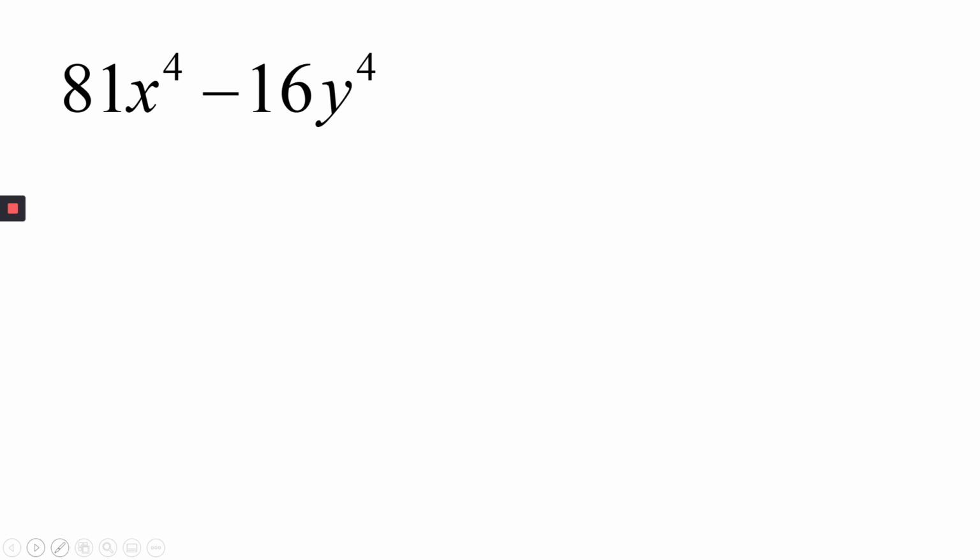Last problem is a difference of squares problem. If we take the square root of both of these, we'll see this is 9x squared. This is 4y squared. So we're going to split them up to be the good times and the bad times.